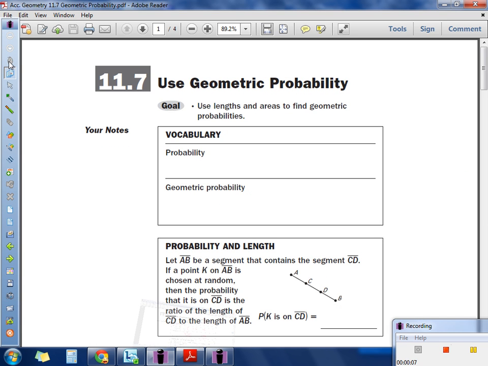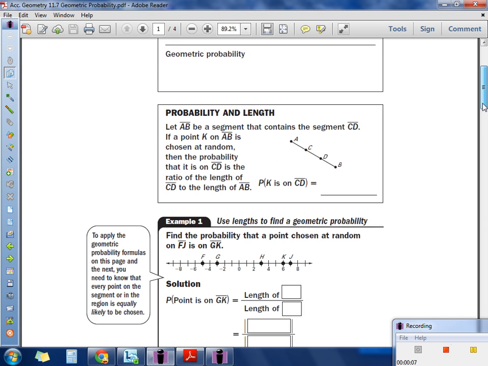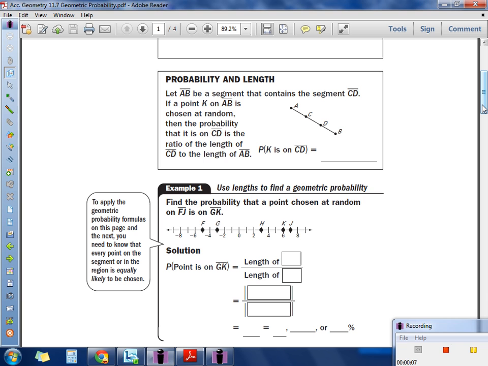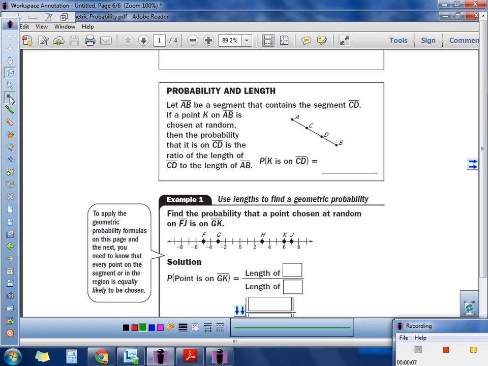I'll show you what that means in this little picture that talks about length right here. If it asks what is the probability that K is on CD, here's what you'd need to do. Think about how long is CD. A lot of times we'll give you a number, but in this case there's only the two letters. But then we talked about having the total on the bottom. So what's the total? It's AB. So the probability that K is on CD is this ratio right here, CD over AB.